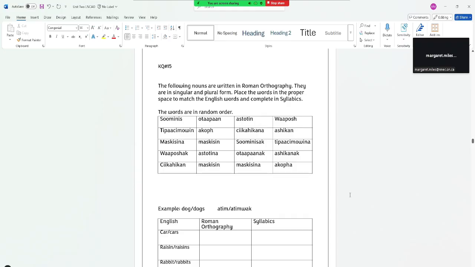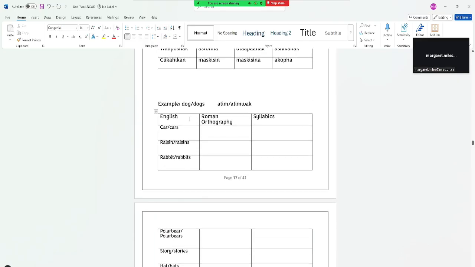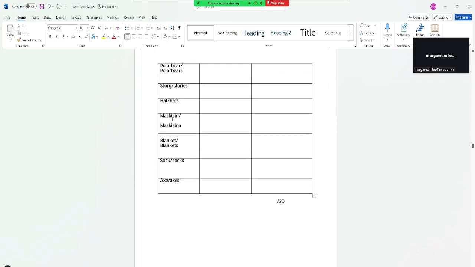So key question number 15. The nouns are written in Roman writing. They are in singular and plural form. Place the words in the proper space to match the English words and complete in syllabics. So here are the English words and Roman and syllabic writing. So here's an example. Dog, dogs. Attim, attimwak. And you could see, okay, there's the chart.